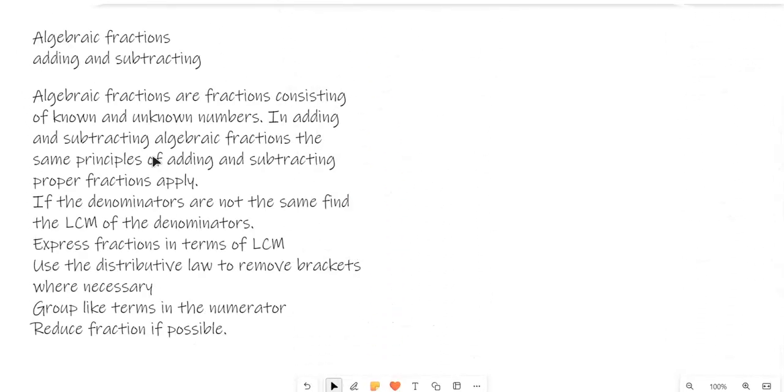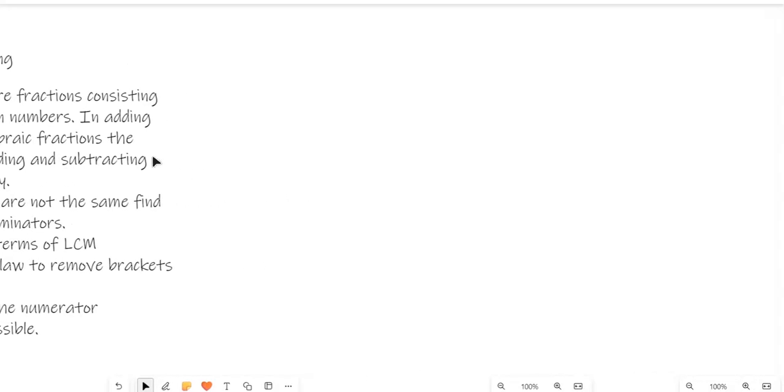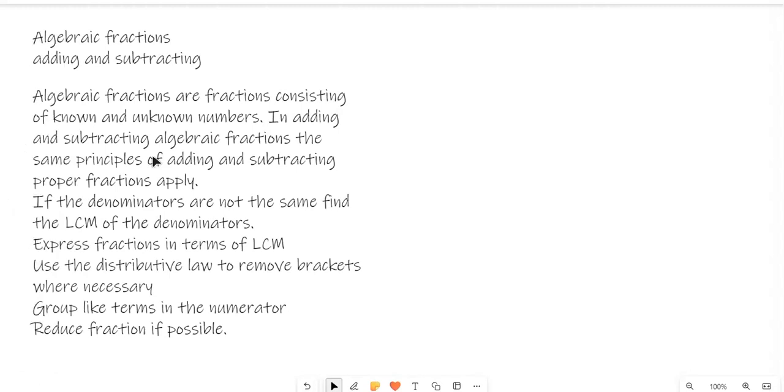If the denominators are not the same, find the LCM of the denominators. What is LCM? Lowest common multiple. Then you express the fractions in terms of the LCM, and then you use the distributive law to remove brackets where necessary. Then you group like terms in the numerator, and if at all possible, reduce the fraction. That felt like a mouthful.